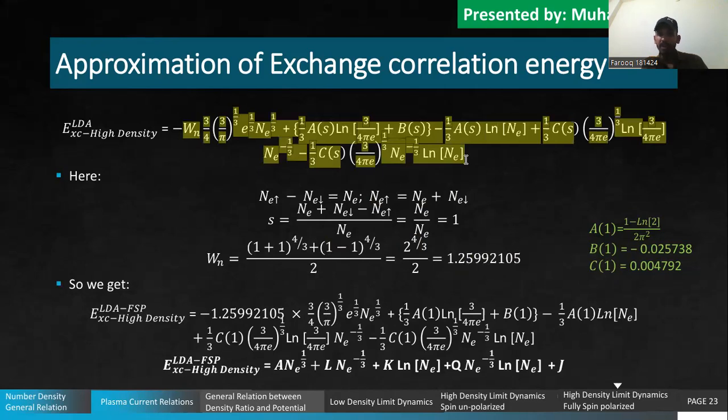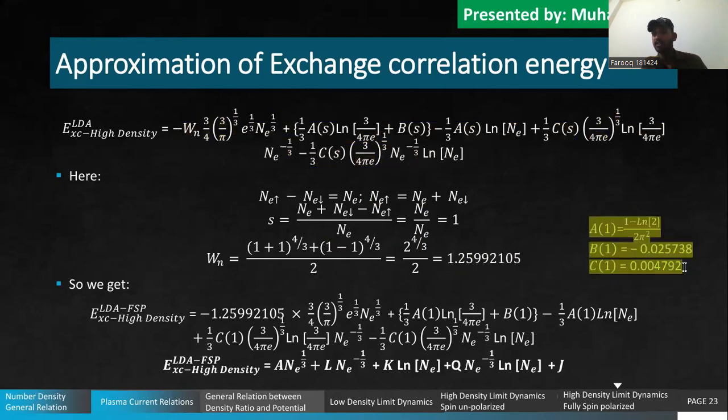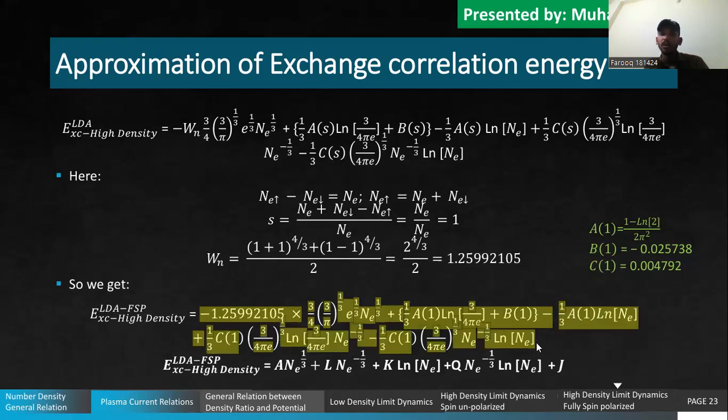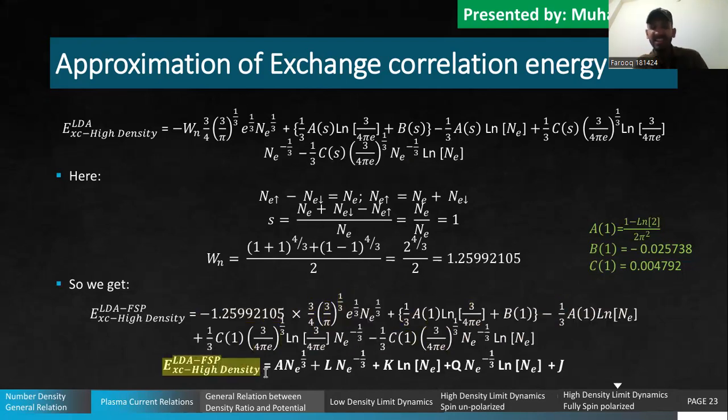Now when we put these values in the above formula, and also A of 1, B of 1, C of 1, these are from the article references given here, and the same model is considered there. So now EXCLDFSP high density will become this thing. EXCLDFSP is equal to ANE power 1 by 3 plus LNE power minus 1 by 3. Now again we change these larger constants into smaller constants. So we got the high density limit dynamics fully spin polarized exchange correlation energy.